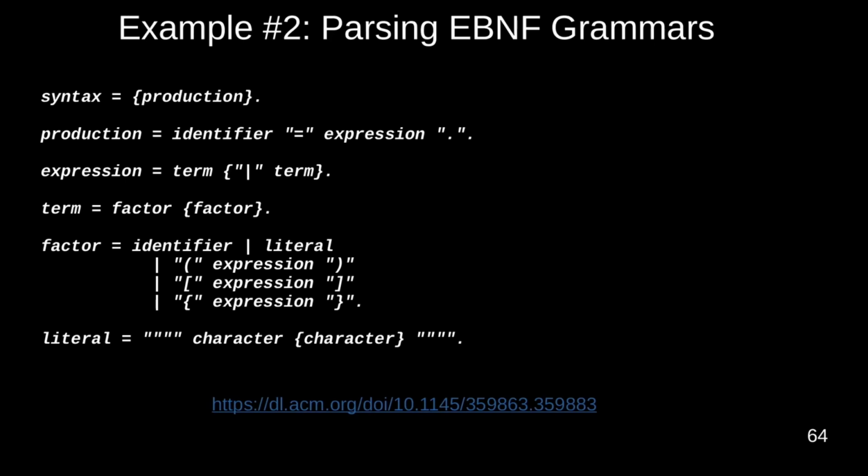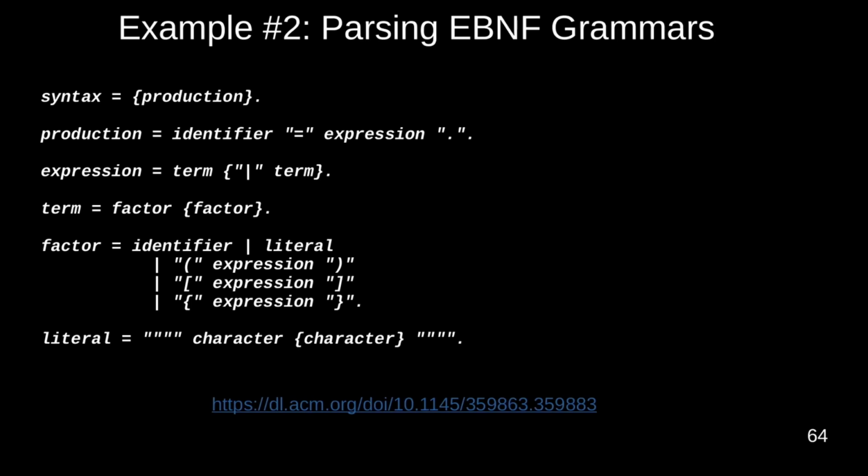So on top we have: a syntax is a number of productions. Each of these lines is a production. A production is an identifier, an equal sign, an expression, and a dot at the end. And then you have an expression. What's that? It's one or more terms separated by the option. A term is one or more factors.